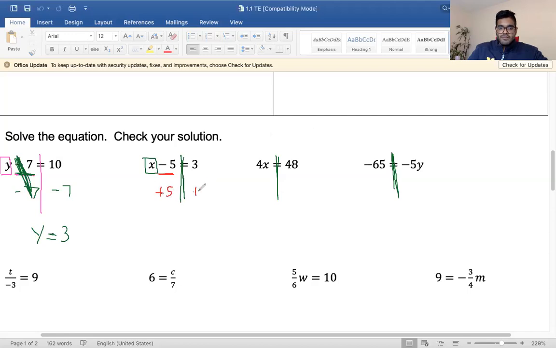And again, what did I say? If you do it on one side, we've got to do it to the other side. So here, these cancel out. Again, a minus 5 and a plus 5, what does that equal? It's 0, so it just goes away. And so I've got an x on the left-hand side equals, well, 3 plus 5 is 8.